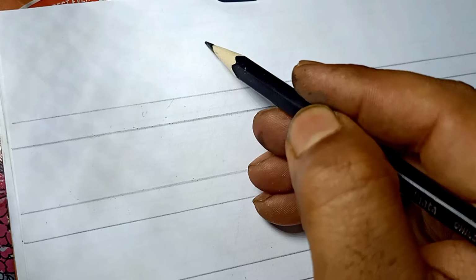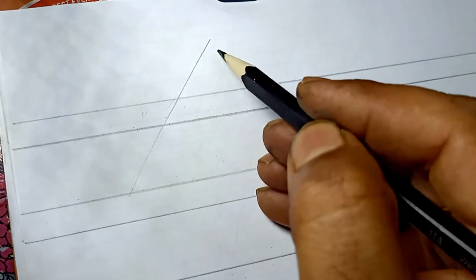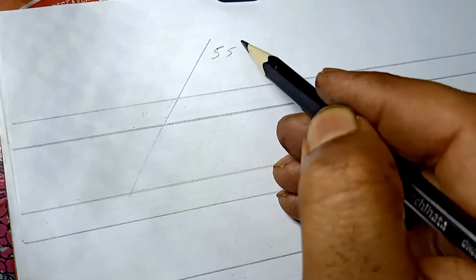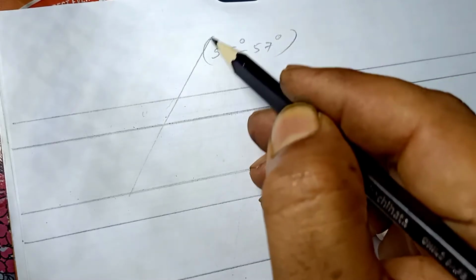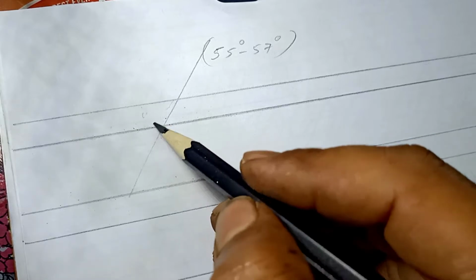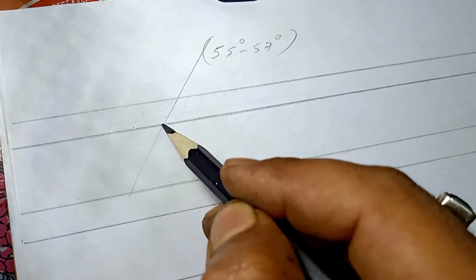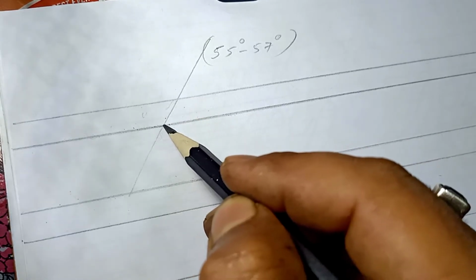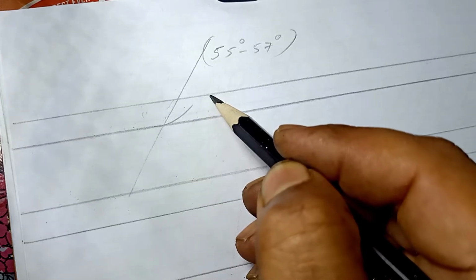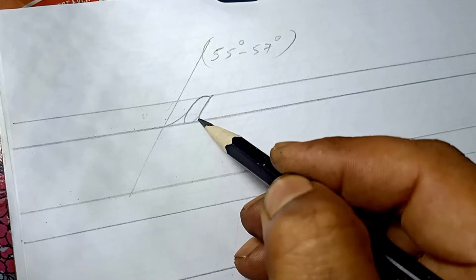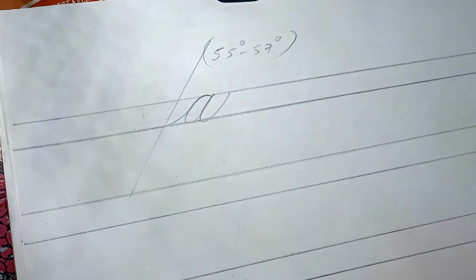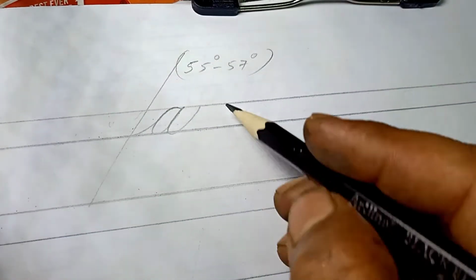You see, in these two lines there are no angles made, so we just make an imaginary angle of about 55 degrees to 57 degrees. Let's assume it is 55 degrees. So let's start the lowercase or the minuscule. Up, down, up, down, and up, like this. Okay, hope you can see it clearly.